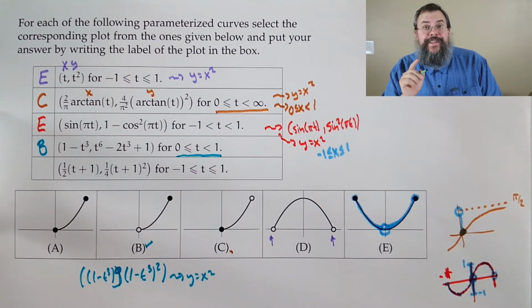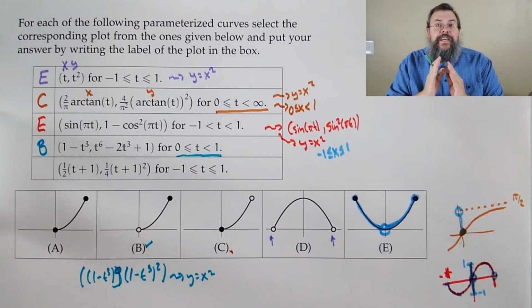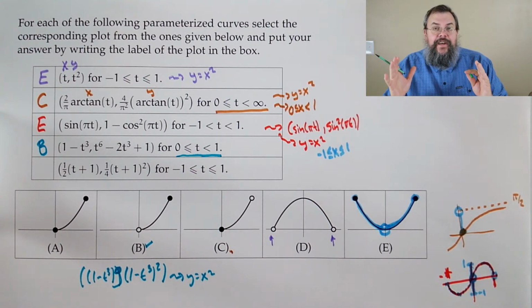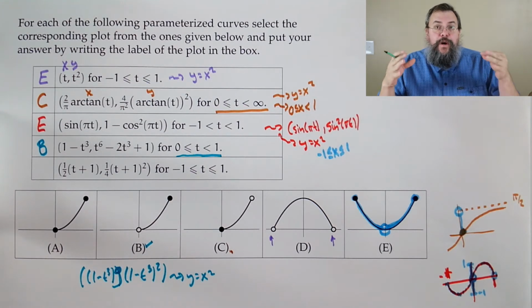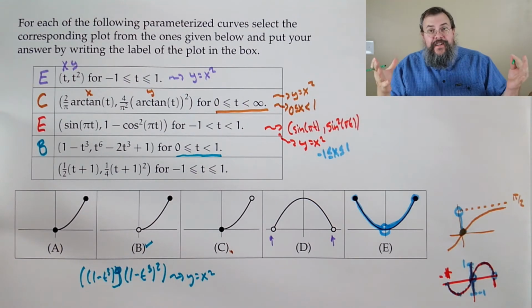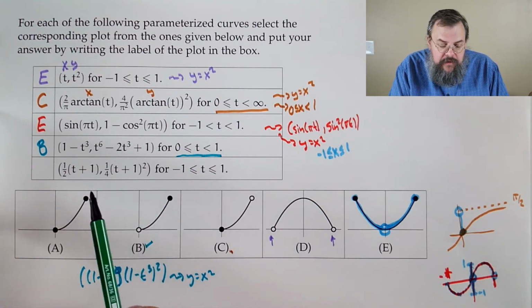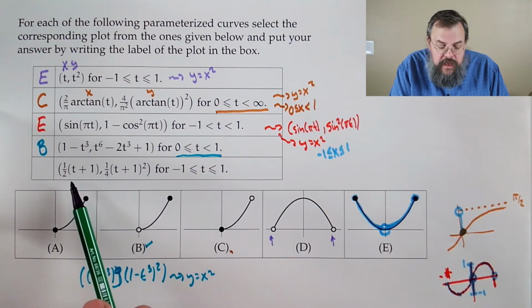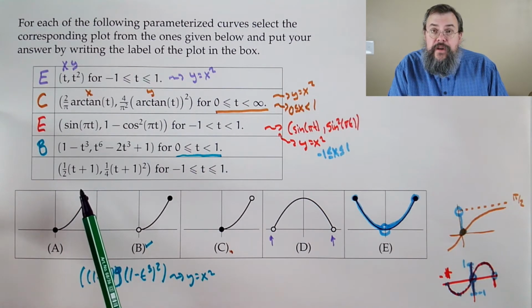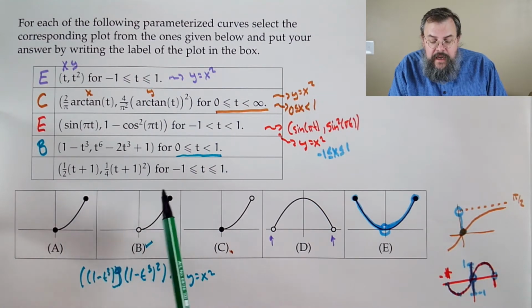But we've learned our lesson. It's not that t indicates what happens with x. T indicates what happens with our parameter. We have to translate that into x. So let's think about what's happening with x. Where do we start? Plug it in. 1/2 times -1 plus 1 is 0. So we're going to start at 0. Where are we going to end?